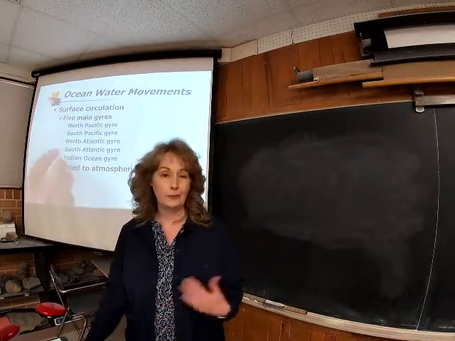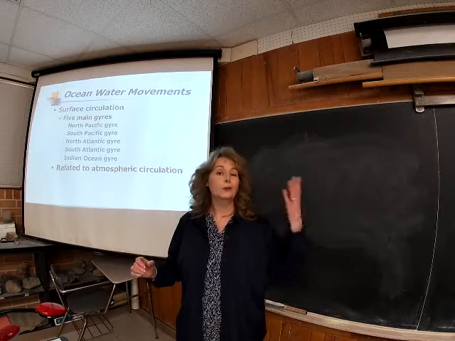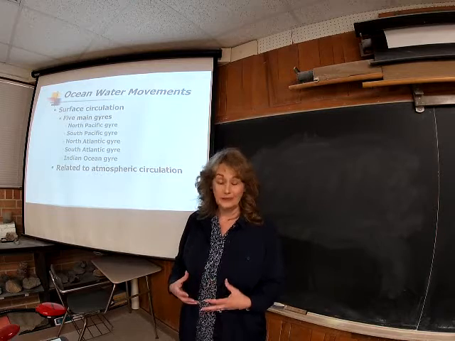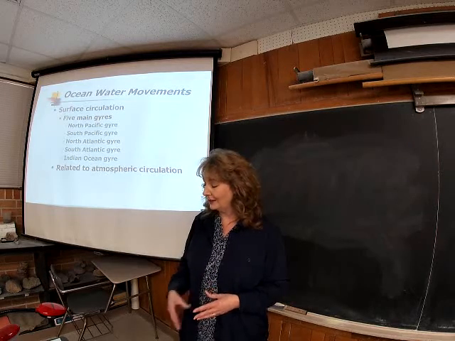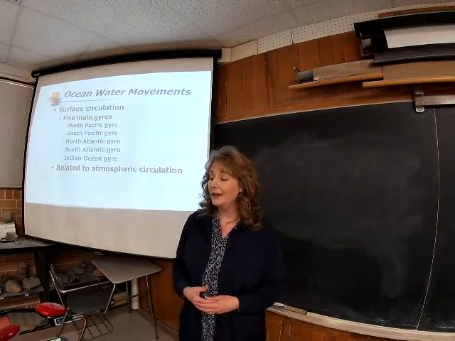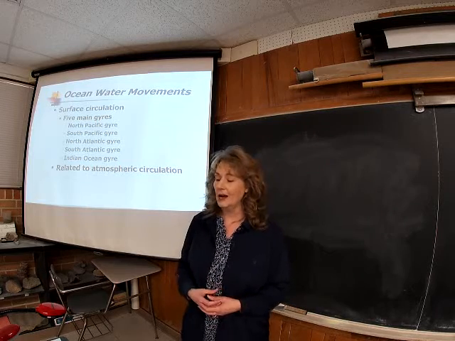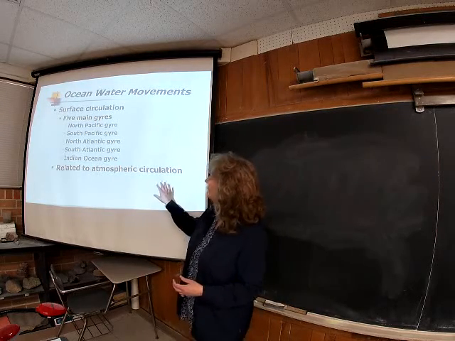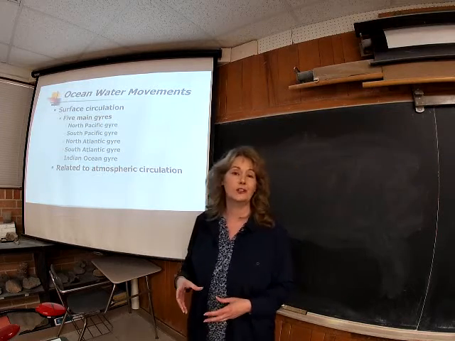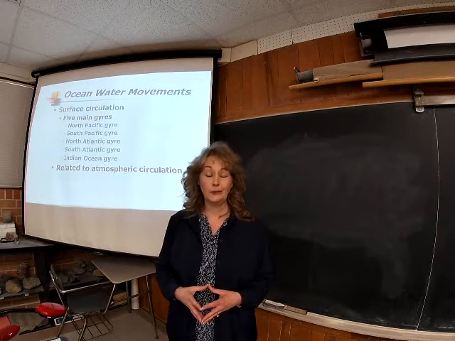North Pacific, South Pacific, so we're looking at north of the equator and south of the equator. They're speaking about the Pacific Ocean here, north and south of the equator, north and south for the Atlantic Ocean as well, and of course the Indian Ocean circulation as well. So these are the major surface circulations, and of course it is related to the atmospheric circulation. We'll be getting to that probably in our next chapter.